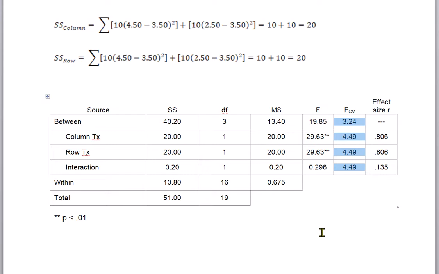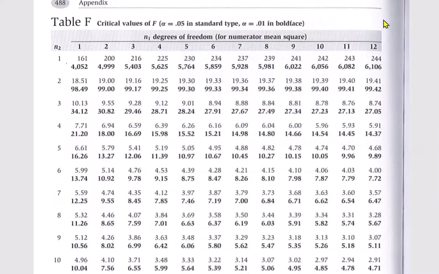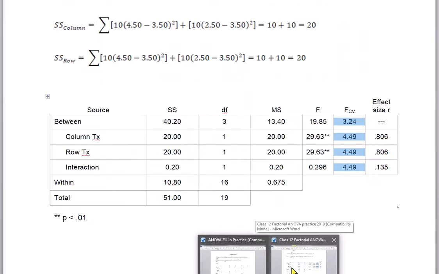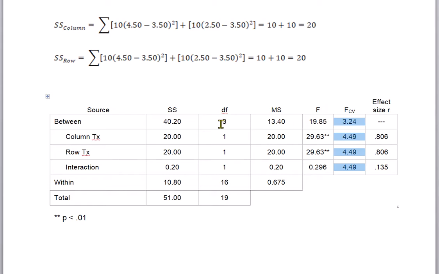The critical values. Let's actually go to our table, and here I've got the table from the back of the book, from the back of the Welkowitz textbook, page 488. It's the F table. And what we need to do in order to use the F table is we need to locate our degrees of freedom. So for the first one, I want to show you how I got this number 3.24 for the F critical value. We have 3 degrees of freedom in the numerator and 16 in the denominator, so we need to match that up.